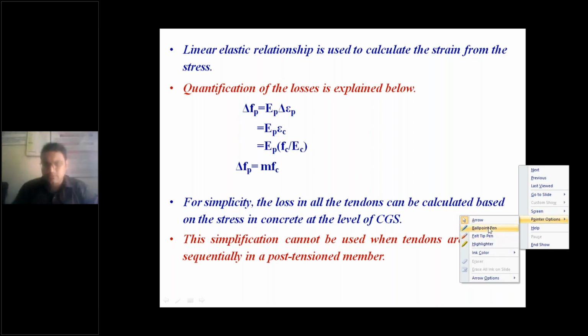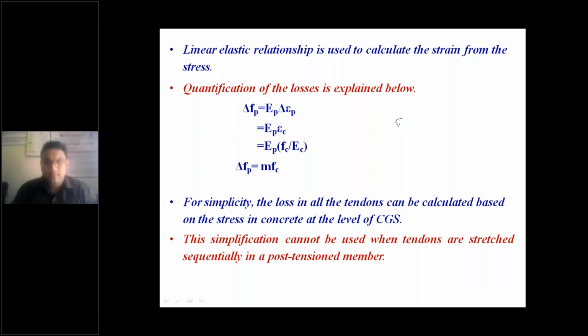So let's use the pointer. Epsilon P is equal to epsilon C. Why? Because as it is a composite material, composite materials will have the same strains. So epsilon P can be written as epsilon C. So EP, Young's modulus of steel, how can you write the epsilon C? As we know, Young's modulus of concrete will be equal to stress in concrete by strain in concrete. So how can you write the strain in concrete as stress in concrete by Young's modulus of concrete? So by that, it is sigma C by EC.